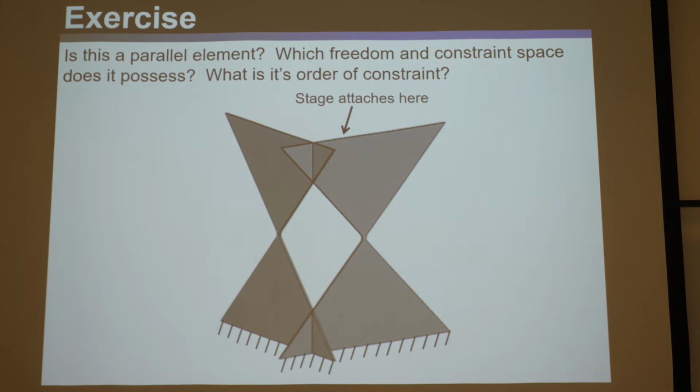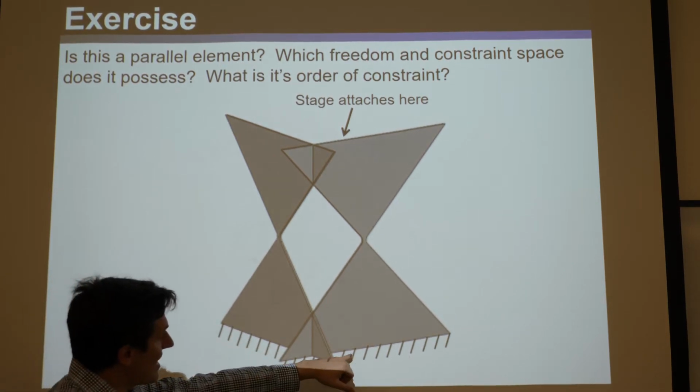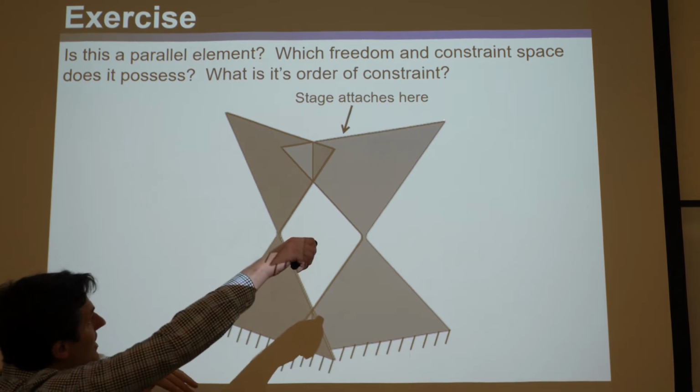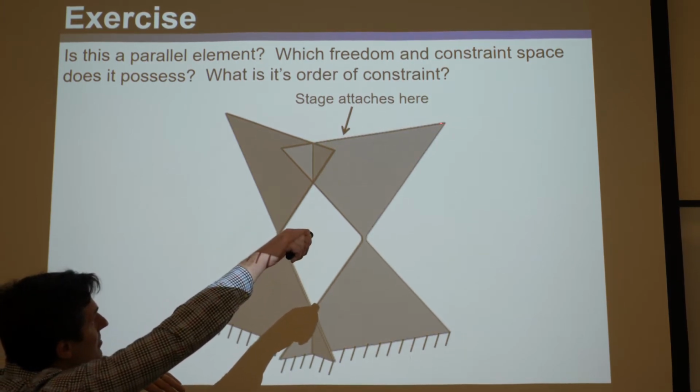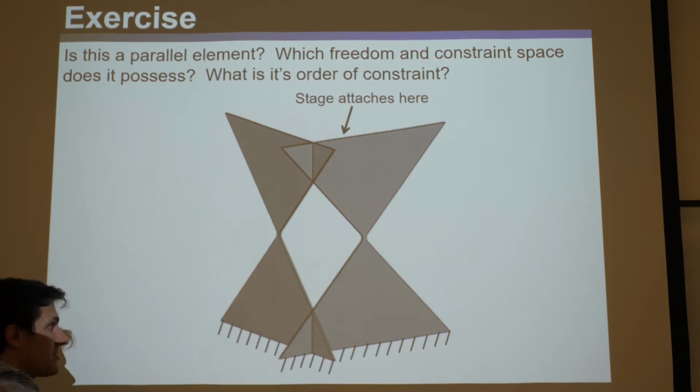Is this a parallel element? Well, first of all, you might say, oh, no, this is 2 parallel elements. First of all, it's giving you a hint here. It shows hatching down along this edge. So it's like the ground's there, which means the body's stuck. The stage attaches up here on this edge and on that edge. 2 stages join these two together. So you might look at this and say, no, that's 2 parallel elements.